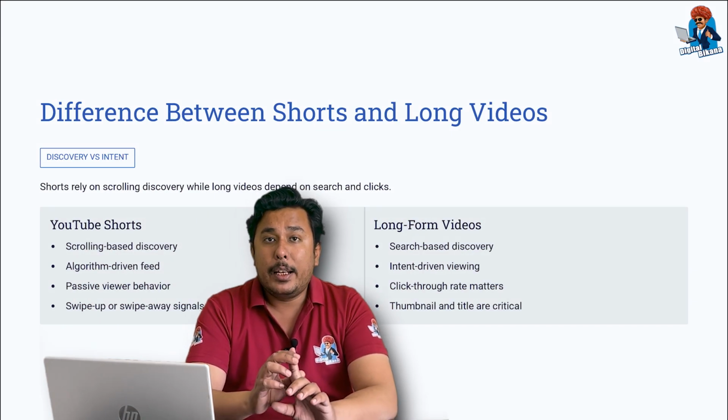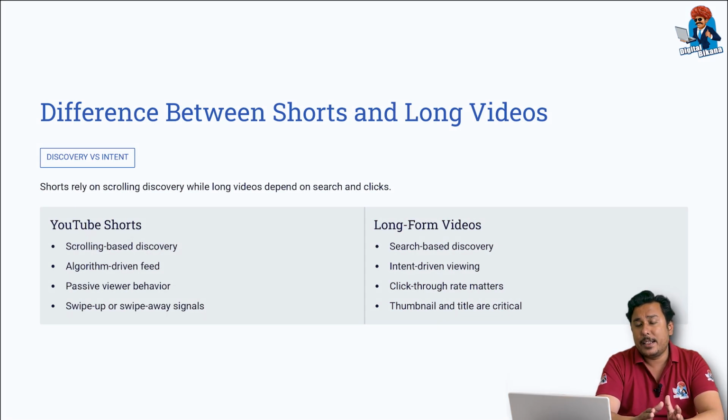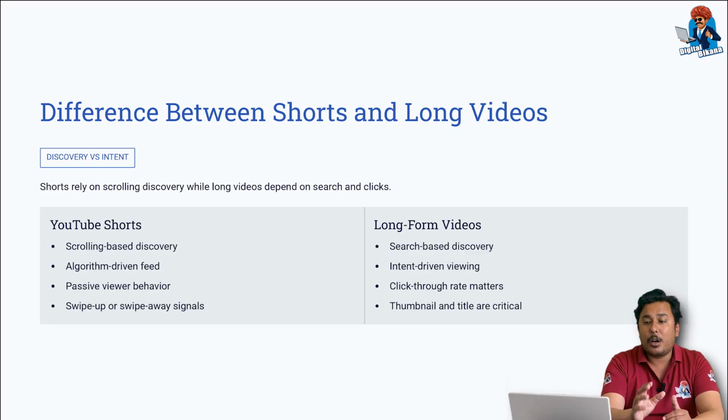Now coming to the difference between shorts and long videos. Shorts rely on scrolling discovery, whereas long videos depend upon search and clicks, right? If I talk about YouTube Shorts, it is scrolling based discovery, right? As I guess you also watch YouTube Shorts, right? Whenever you keep scrolling, new content keeps coming, right? You are not searching for that particular content, right? So basically YouTube Shorts is scrolling based discovery and it's an algorithm driven feed.